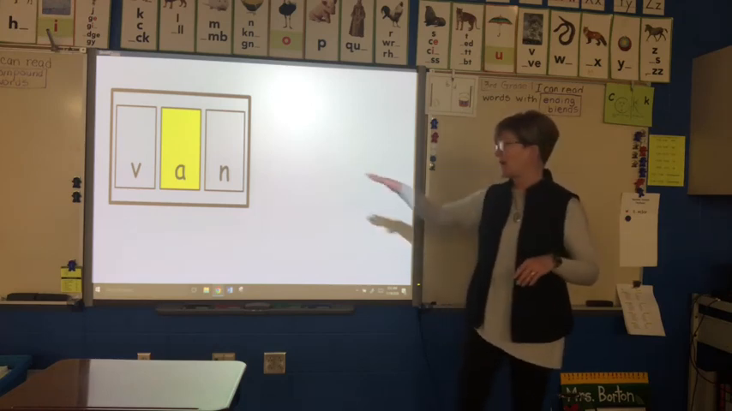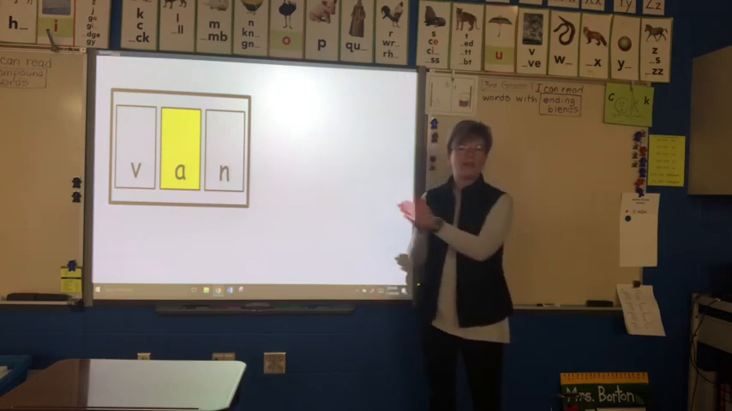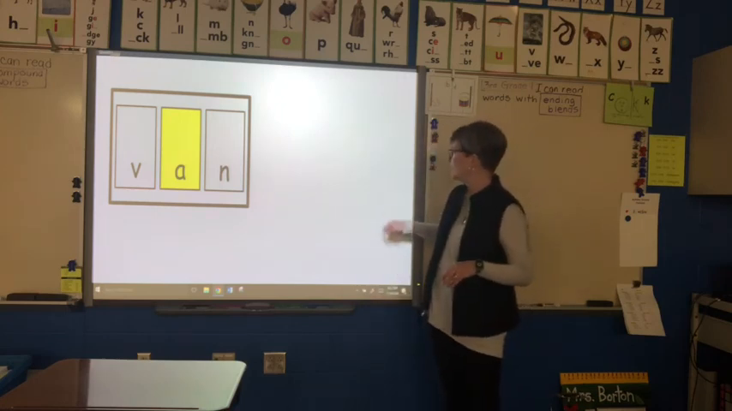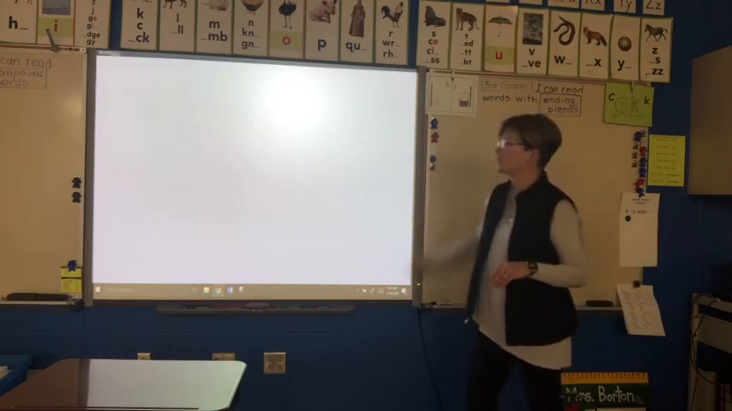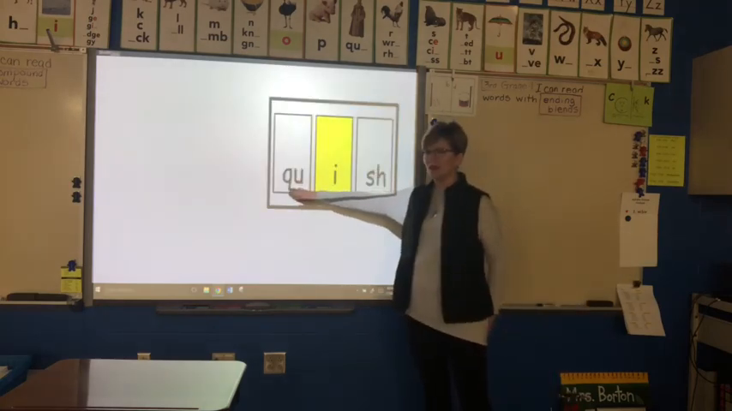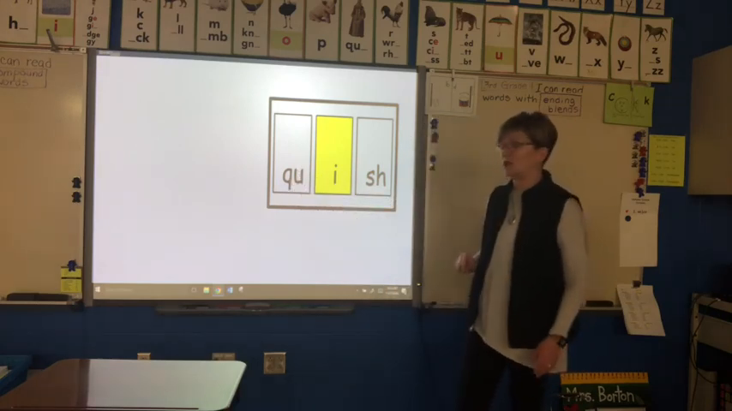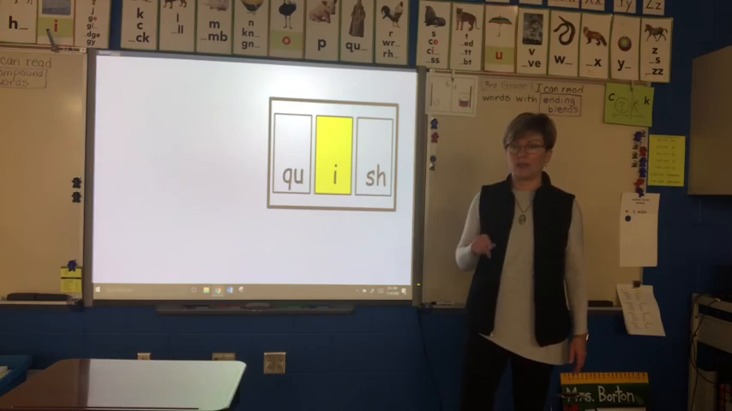Remember we talked about that A and N together. That A changes to a nasal sound. Van, van. Let's take a look at our next syllable. Ooh, there's that QU. Why is it on one sound card? We talked about that. It makes one sound. Those letters are always together. When the Q is in a word, you always have a U.